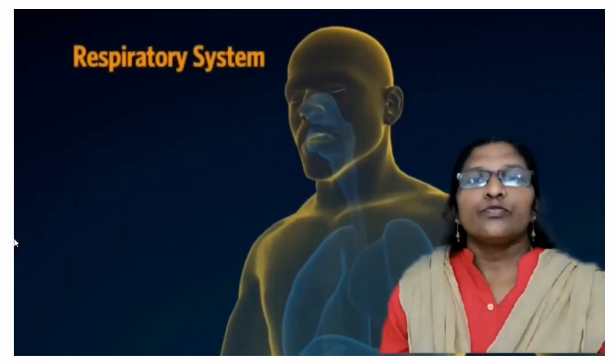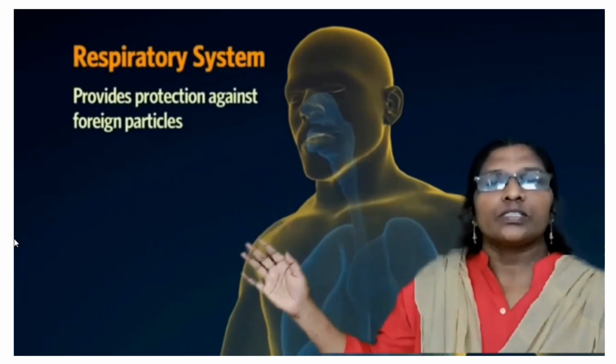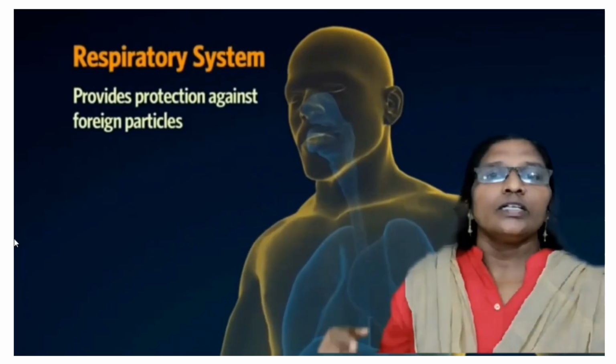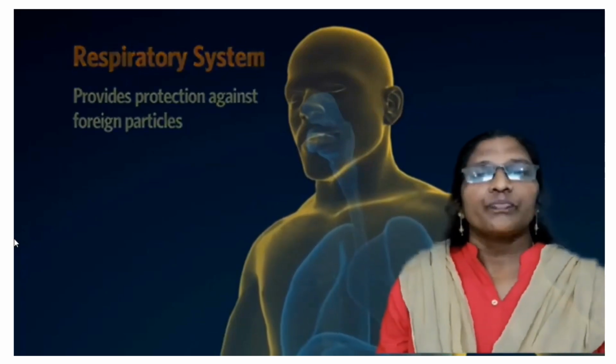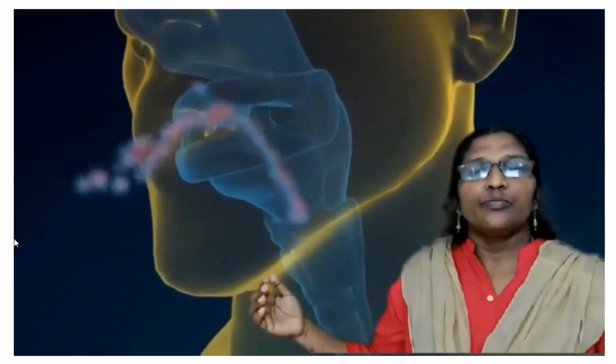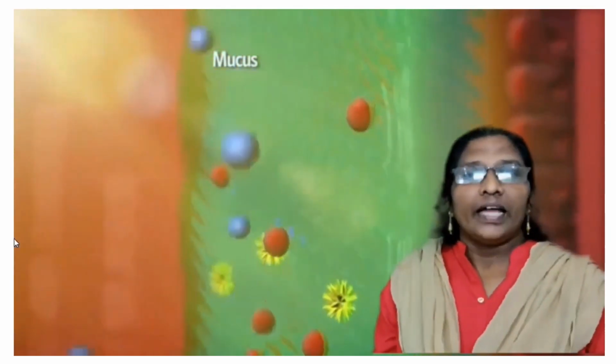The respiratory system provides protection against foreign particles. The protection or filtration takes place in the nose. Mouth breathing does not have such a filtration process. Thus, when air enters through the mouth, the foreign particles get attached to the mucus layer. The hair-like structures move the foreign particles up and they are expelled out in the form of a cough.